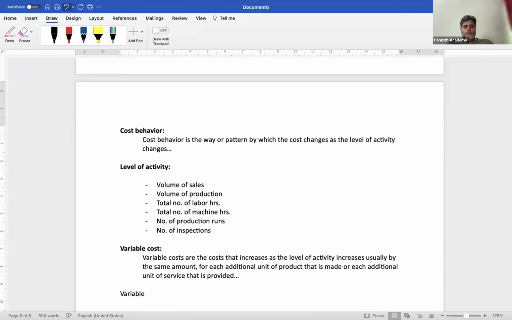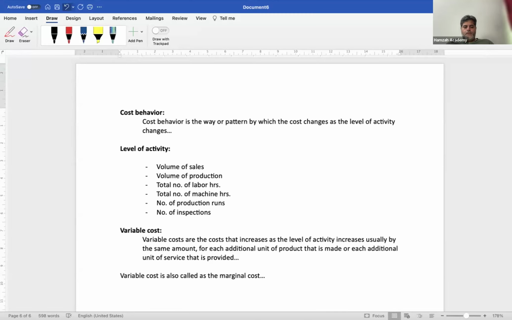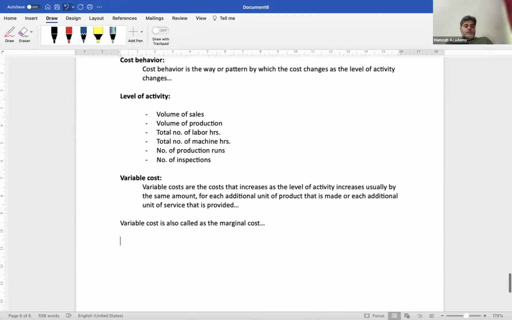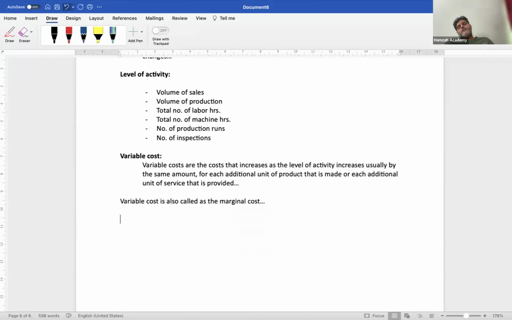Now, variable cost is also called the marginal cost, right? Variable cost is also called a marginal cost as well. So this is the cost which is going to increase as the volume increases, usually by the same amount.